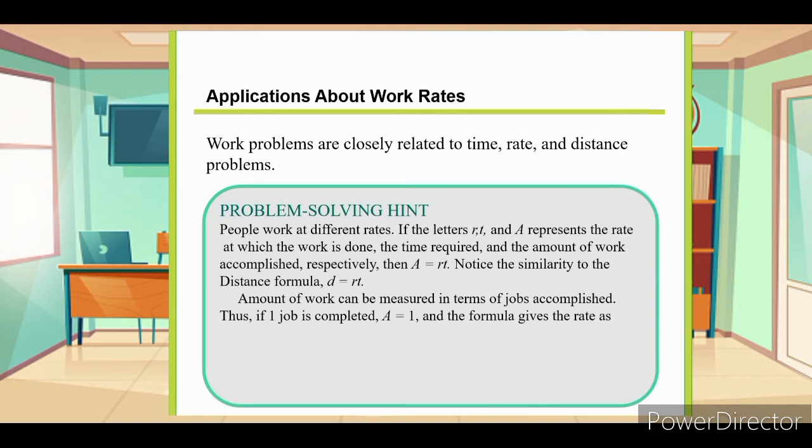Amount of work can be measured in terms of jobs accomplished. Thus, if one job is completed, A is equal to 1. And the formula gives the rate as 1 is equal to R times T, or rate is equal to 1 over T.